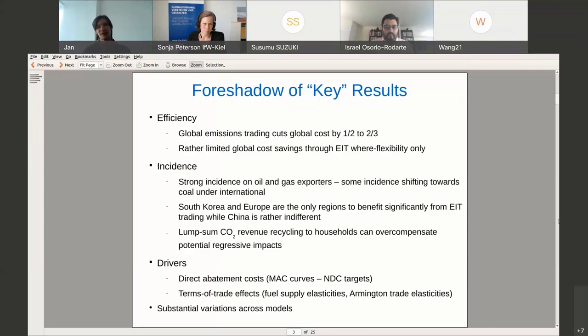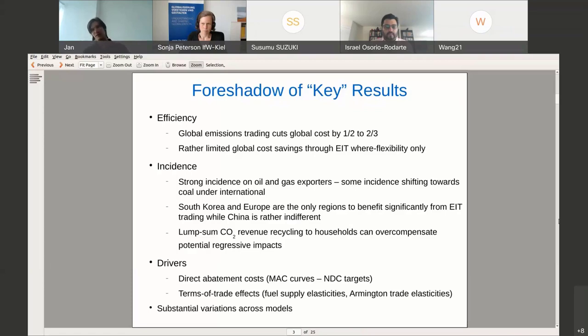Then as to the household dimension, we find that across regions and across models, there is the potential to overcompensate potentially regressive impacts of CO2 emission pricing via recycling CO2 revenues back to households.